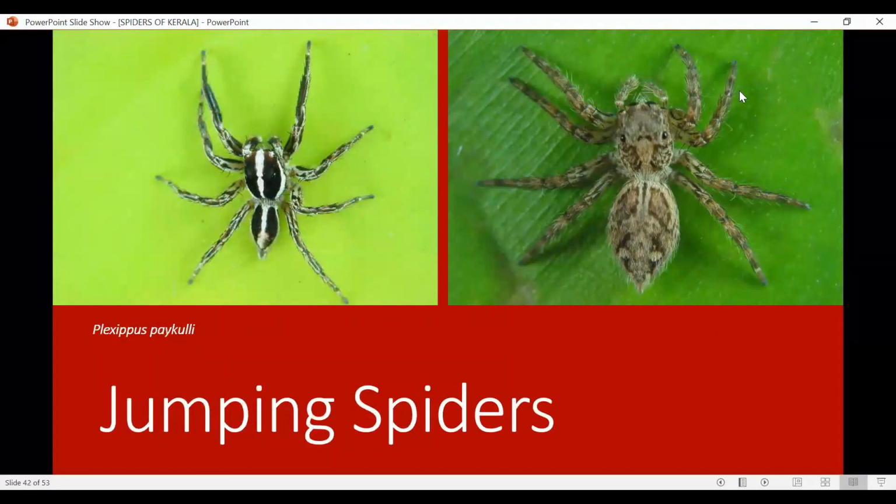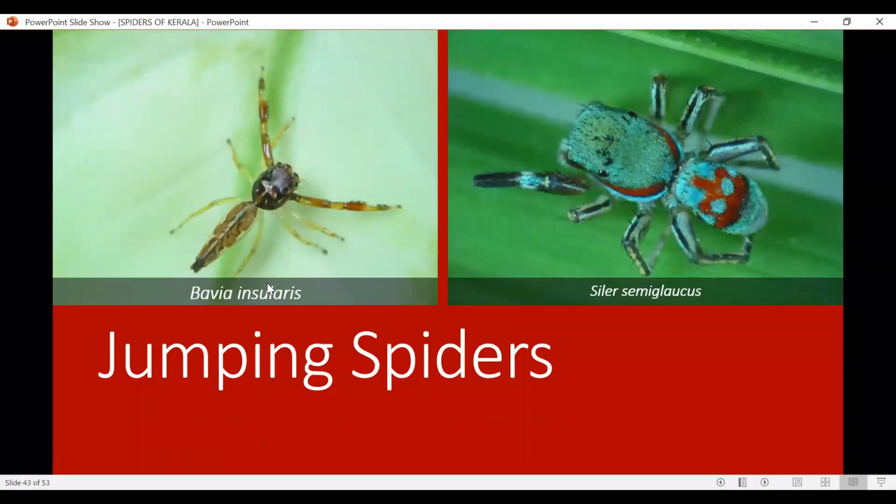This is the male and this is the female. Some people who don't know might consider this another species, and this another. Both actually belong to the same species: this is a male and this is a female. Then there is another one, Bavia insularis, sometimes known as a scorpion spider because of the long front legs. It's also common in our house gardens. Then this is a beautiful spider with a metallic bluish and reddish color, Cyrba semiglaucus.